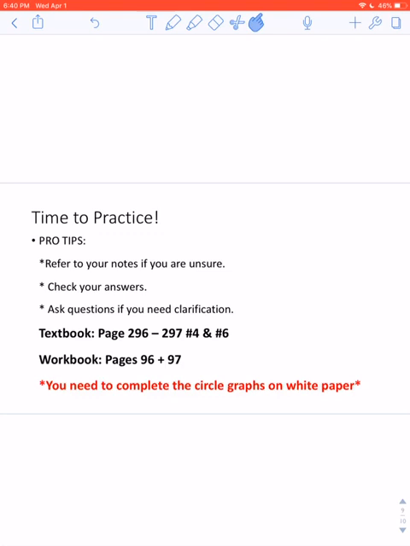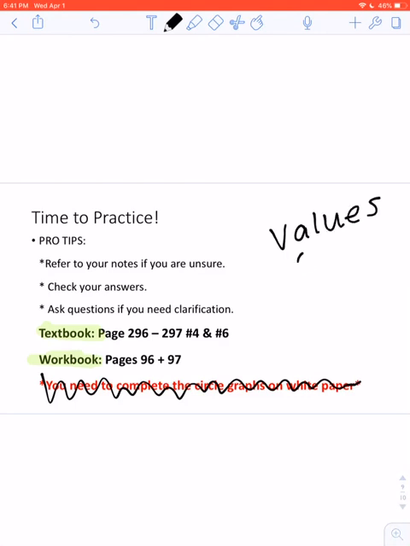So here are your practice questions, guys. Once again, the pro tips, of course, refer to your notes, or in this case, rewatch the video. Ask questions if you need clarification. You can always send me a message or ask a friend, or again, the video is a great tool for you. For your textbook and workbook questions, if it asks you to draw a circle, you do not need to draw a circle, okay? So here it's saying complete your circle graphs on white paper. You don't need to do that because you likely don't have a protractor. So you just need to get the values, okay? So values only. You don't have to draw the circle.